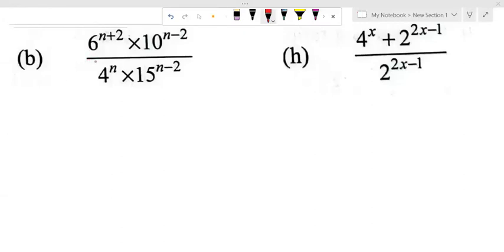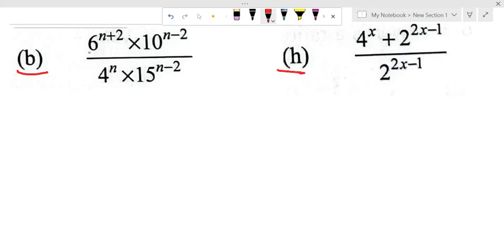Hi guys, so let's look at our corrections for Thursday. So we took them from Mind Action. It's page 5, exercise number 2. So we are going to do number B, and then also going to do number H. So these are exponents questions.